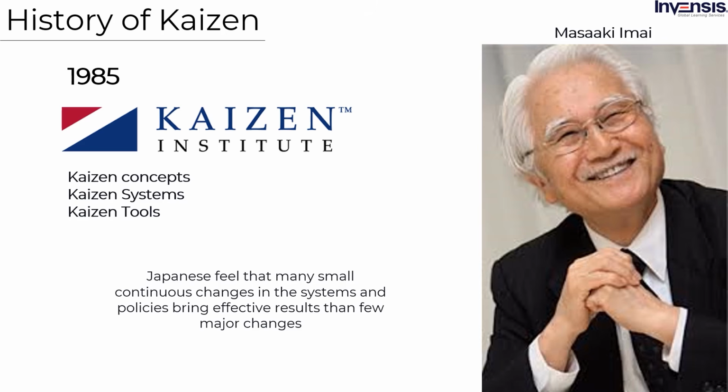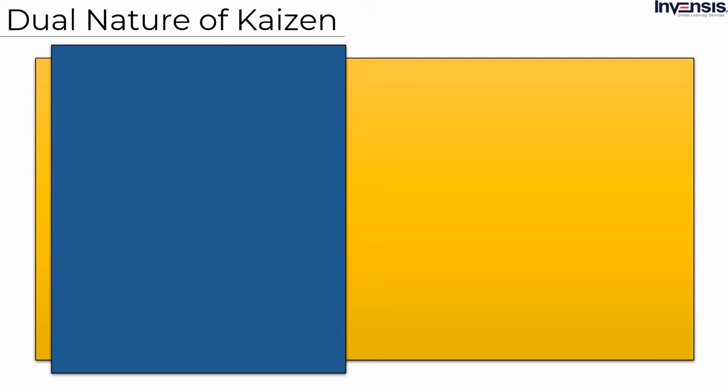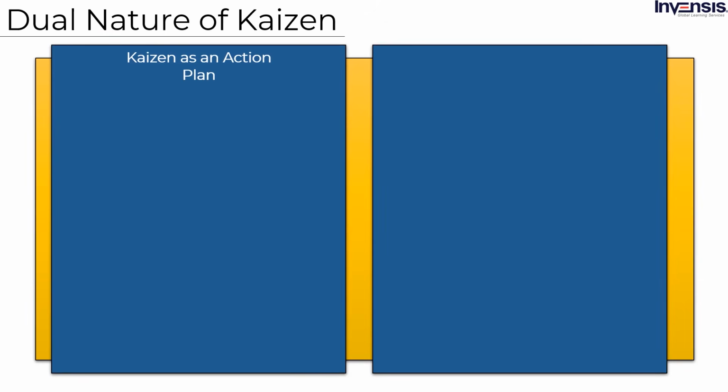After knowing the history of Kaizen, we shall look into one of the peculiar natures of Kaizen, that is duality. The dual nature of Kaizen. One of the greatest benefits of Kaizen is its dual nature. One can see it as a combination of both philosophy and plan. So now, let us discuss these two aspects, that is, as an action plan and as a philosophy.